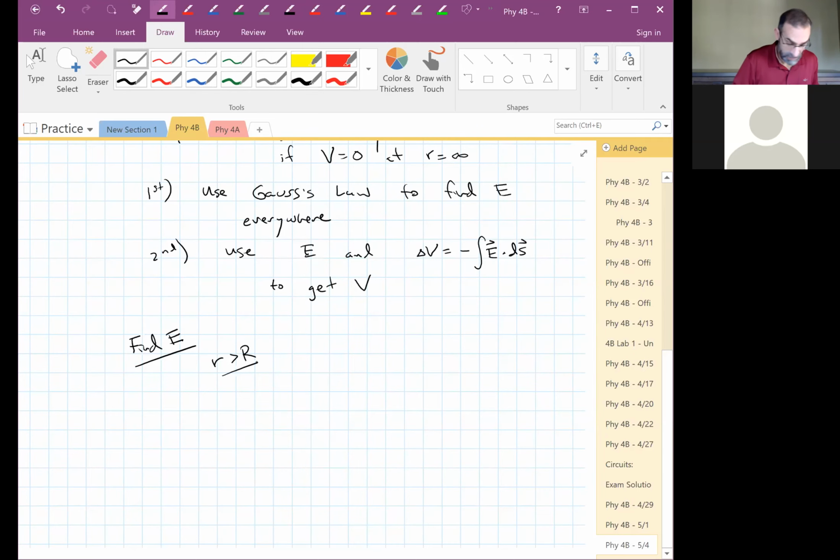So what's the electric field from a point charge? K Q over R squared. And it's positive charge, so it points radially outward. I will call that the R hat direction, outward. So I'm done with this region, right? I've got the electric field at any position R from the center of this charge distribution. Now we have to find the electric field inside the charge distribution.